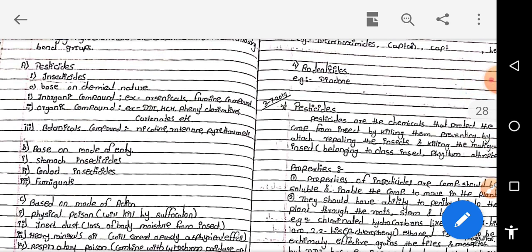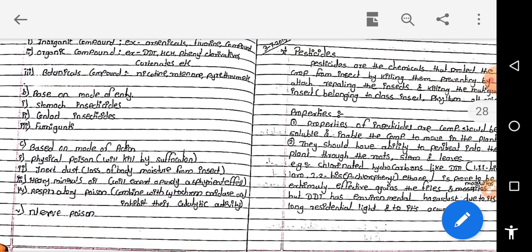In the pesticides, there are insecticides. Based on chemical nature: inorganic compounds, for example arsenic; organic compounds like DDT, BHC, phenyl carbamates, etc.; and botanical compounds such as nicotine and pyrethrin. Based on the mode of entry: stomach insecticides, contact insecticides and fumigants.